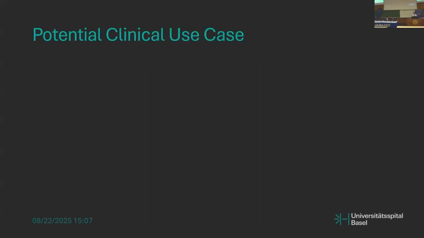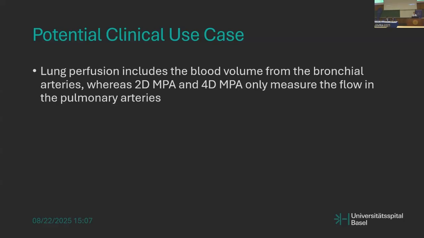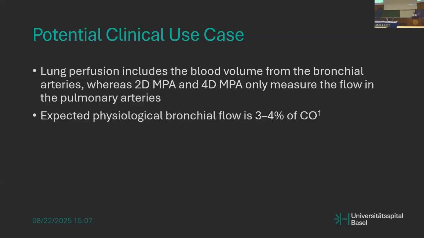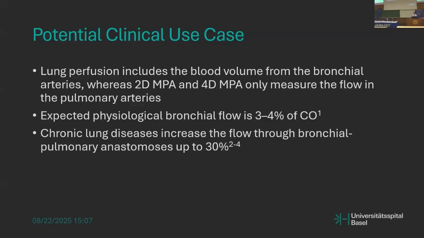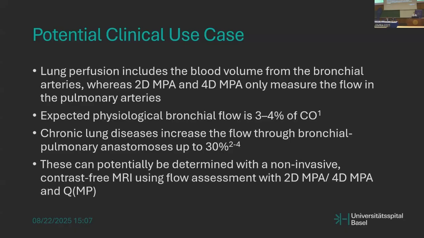Why does this matter? Unlike 2D phase contrast and 4D flow, which measure flow only in the pulmonary arteries, the lung perfusion also captures the blood volume from the bronchial arteries. The normal bronchial flow is approximately 3 to 4% of the total cardiac output. However, conditions like chronic thromboembolic pulmonary disease can increase the flow through the bronchial pulmonary anastomosis up to 30% of the total cardiac output. Our study suggests that by combining 2D phase contrast or 4D flow with lung perfusion, one can determine the blood flow in this bronchial pulmonary anastomosis.